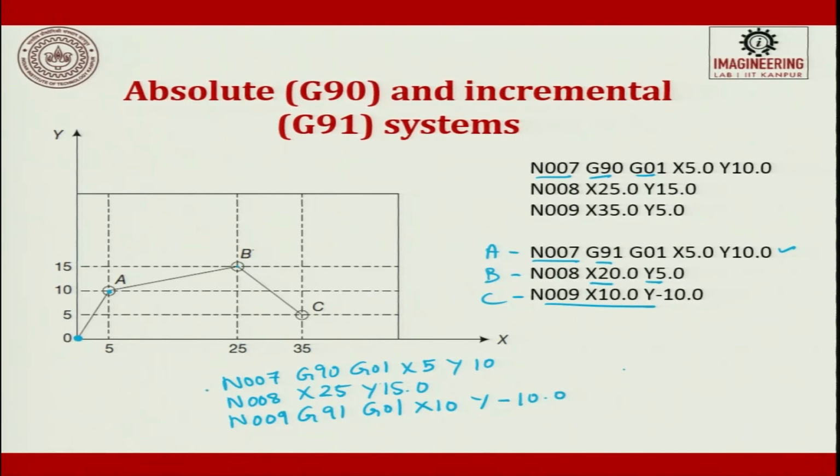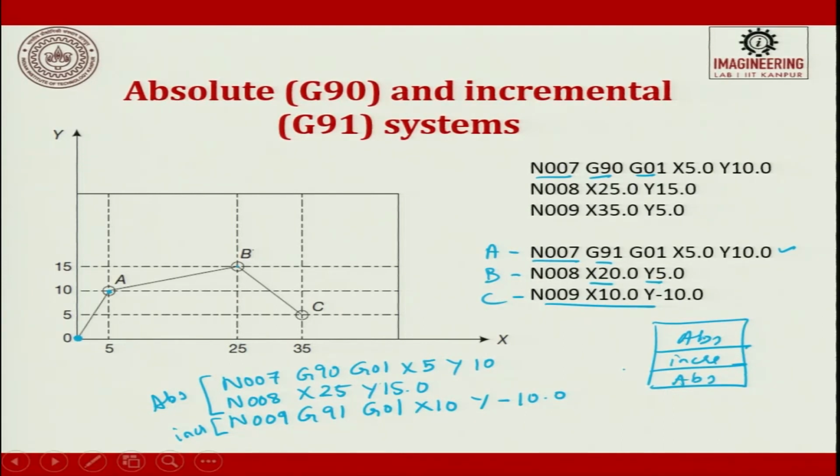So, I have used in the same program absolute, and I have converted to incremental. So, this is possible. I have just made one block incremental. In your program you can write half of the program in absolute, half in incremental, and then once again you can write it in absolute to meet your comfort zone.